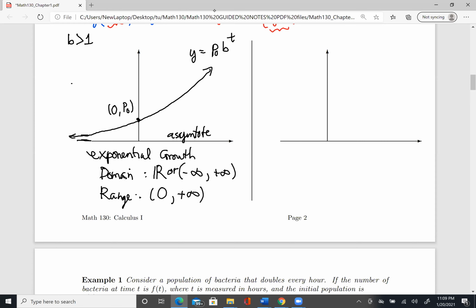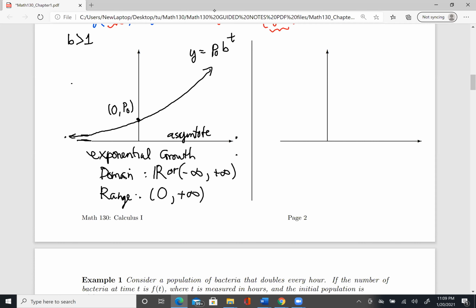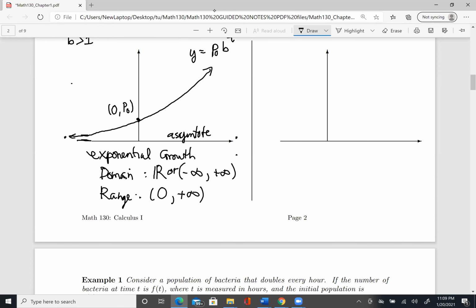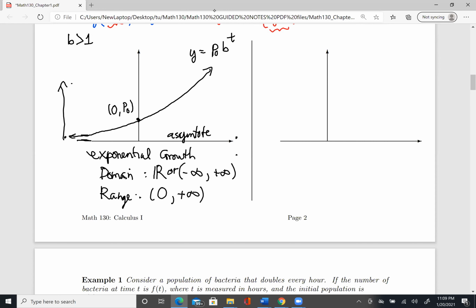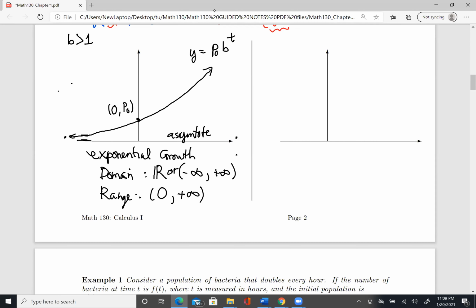For the range, it's going from 0, but not touching 0, and it keeps going up, right? See that? So that's why it says the range is from 0 to positive infinity.